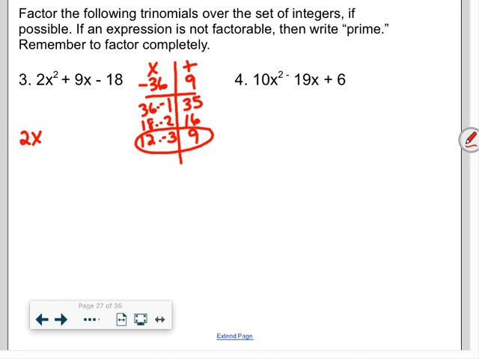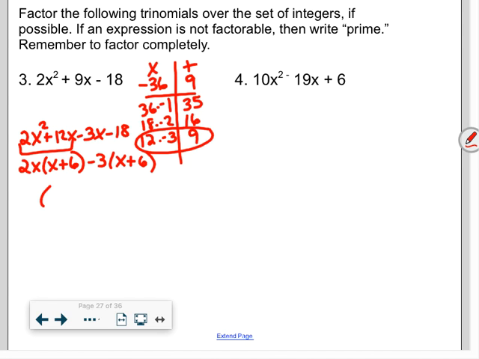So I'm going to make this 2x squared plus 12x minus 3x minus 18. If you have it flipped, our final answers will be the same, but the middle work will be different. So I'm getting x plus 6 times 2x minus 3. So when you guys get these wrong, you have got to be checking your work. And usually it's just a sign error.